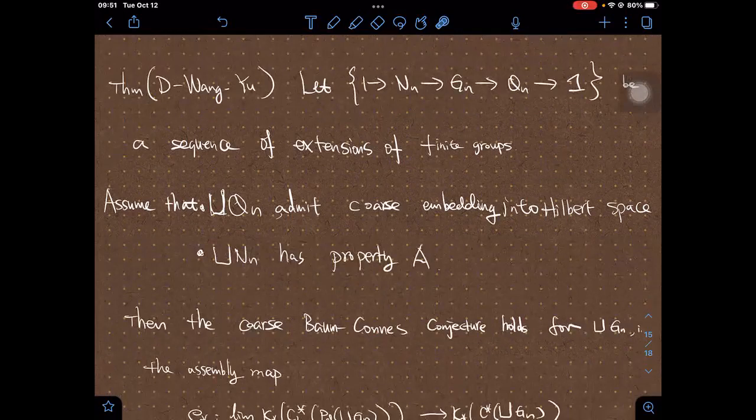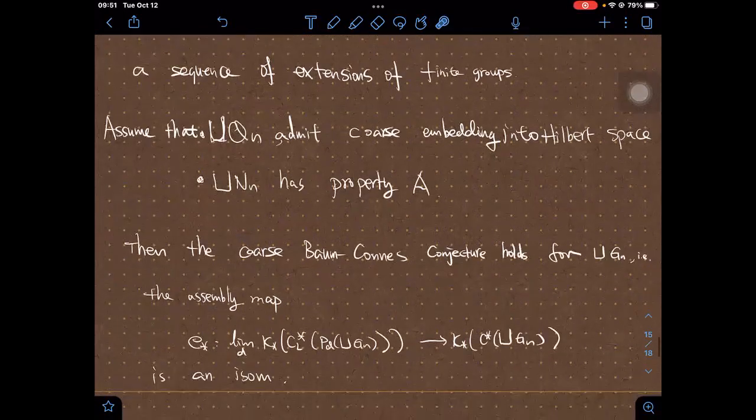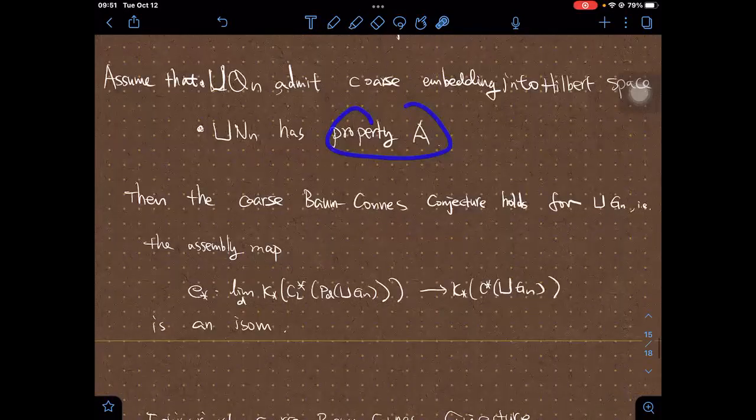Actually, there are examples that are easier. Each of the normal subgroups is abelian. As a result, it is amenable. Well, property A is a generalization of amenability.